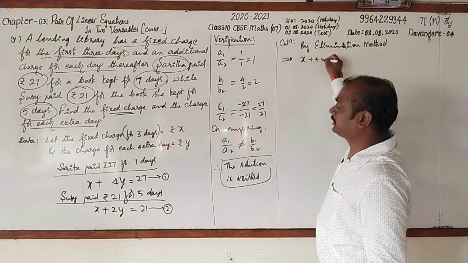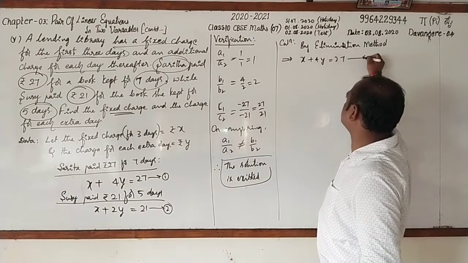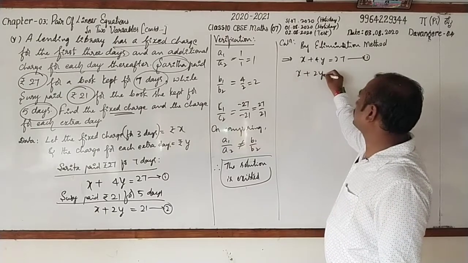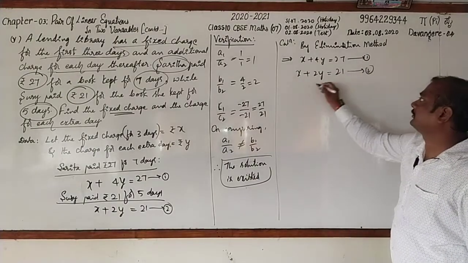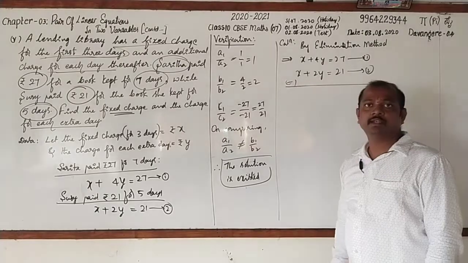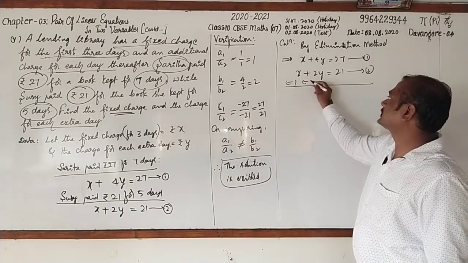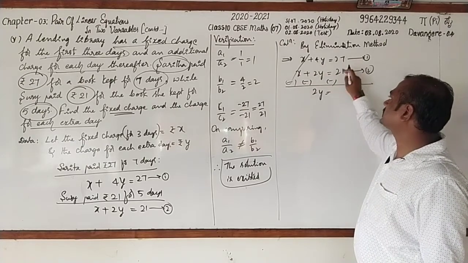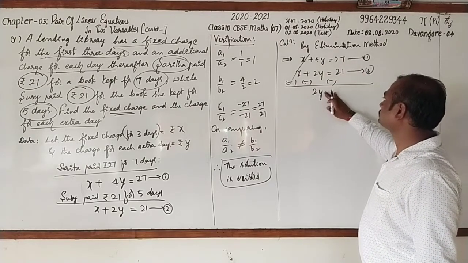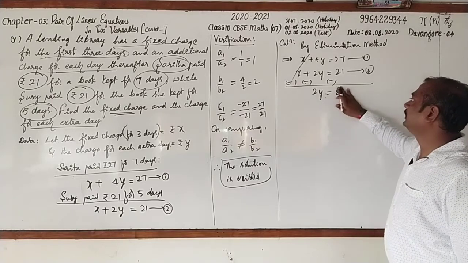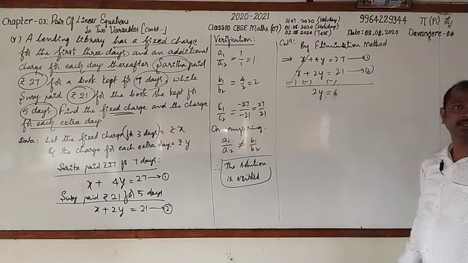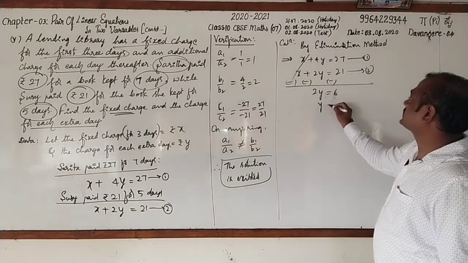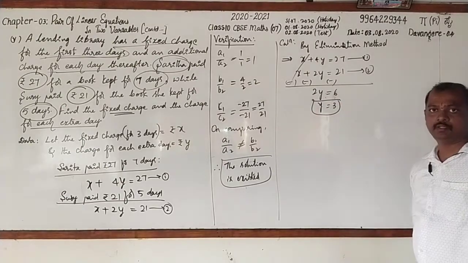X plus 4y equal to 27, this is the first equation. Then x plus 2y equal to 21 is the second equation. Then to cancel x, I am going to change the sign. This is minus, get cancelled. 4y minus 2y, 2y. 27 minus 21, it is 6. Is it not? Now y is equal to 3.